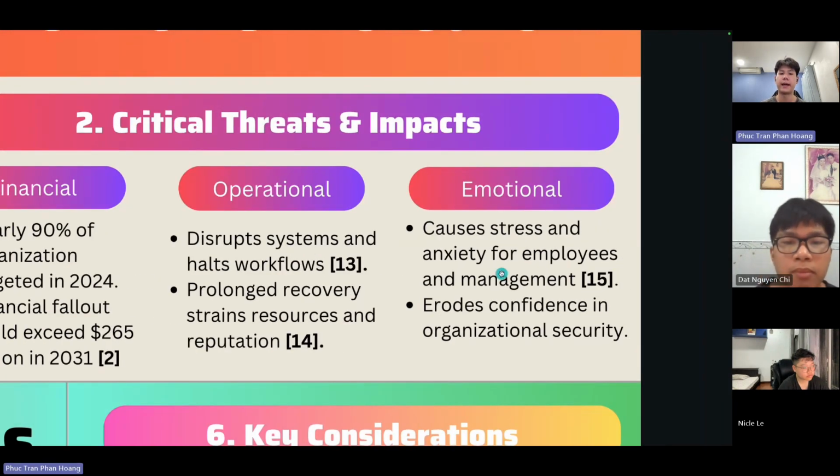Finally, for emotional impact, ransomware attacks have emotional repercussions as well. Employees and management experience stress and anxiety as they try to mitigate the damage and restore normalcy. Additionally, these attacks erode confidence in organizational security, making it harder for companies to regain their position in the market or attract new clients over time.